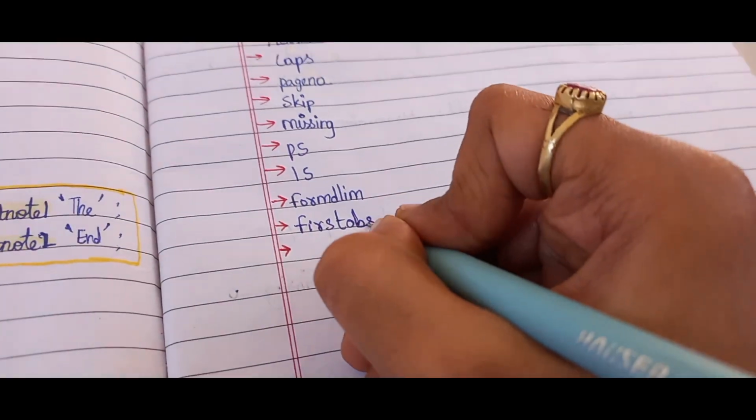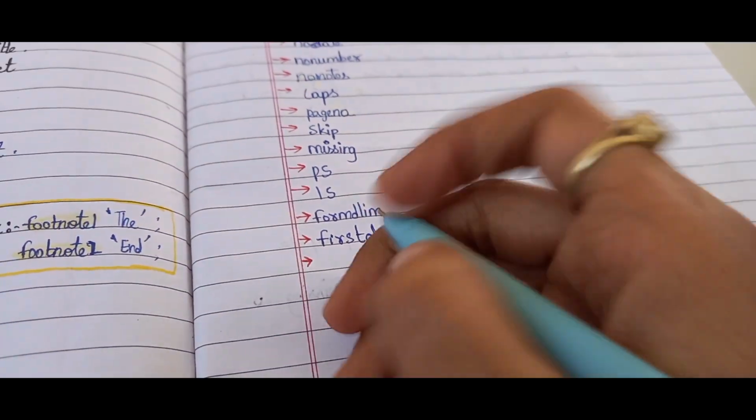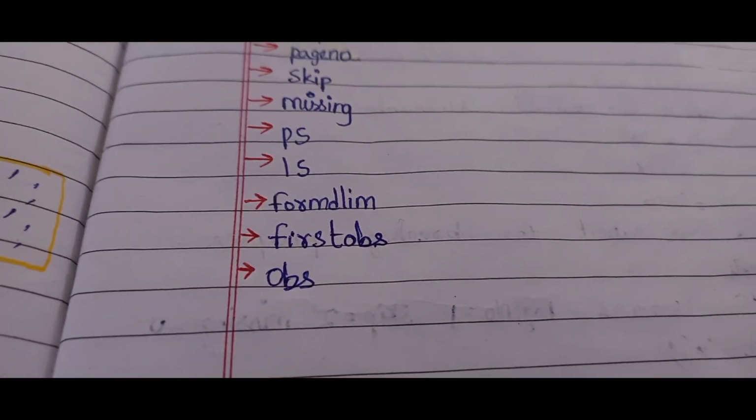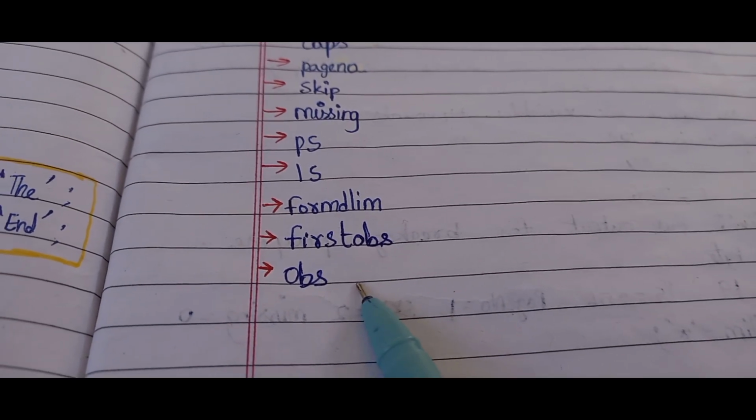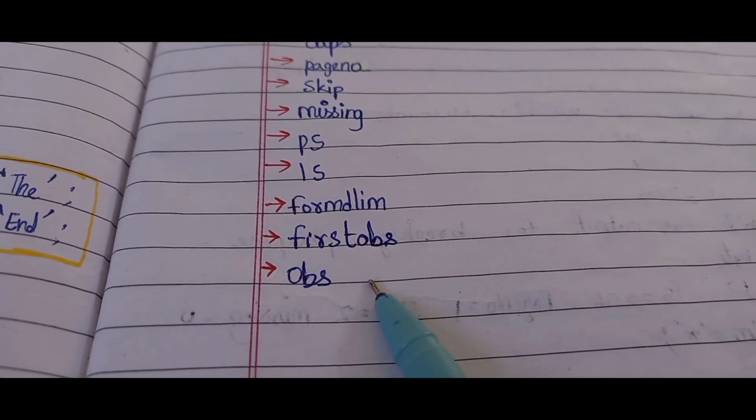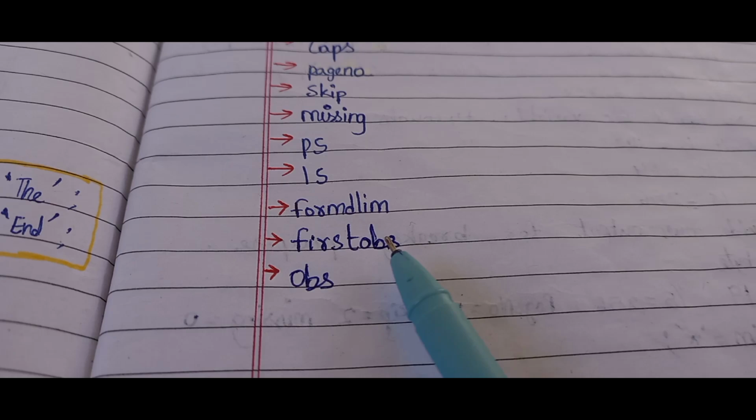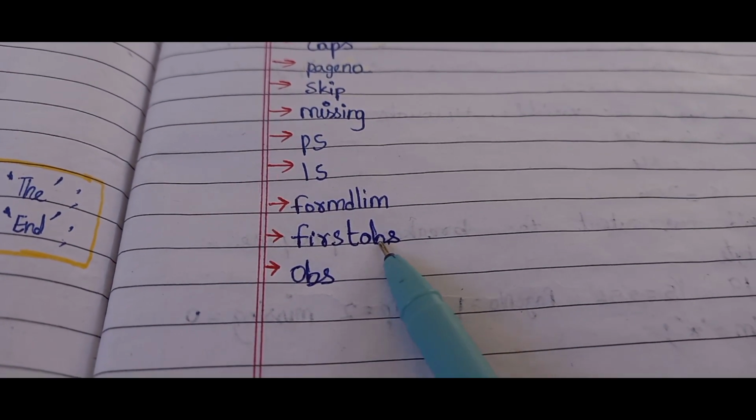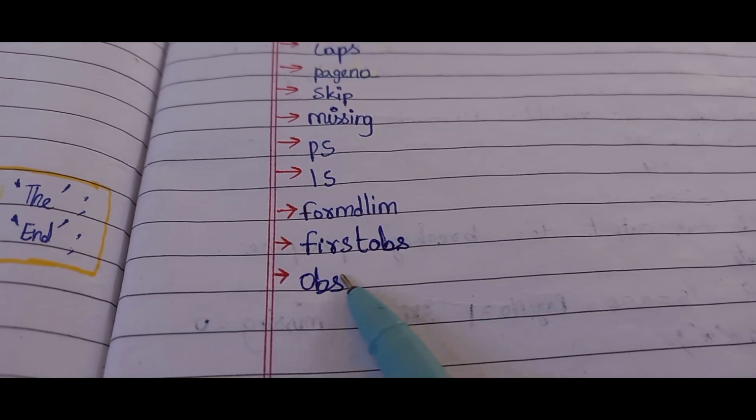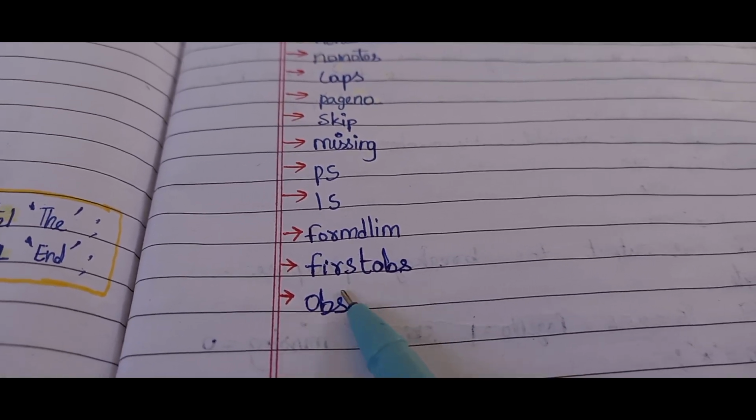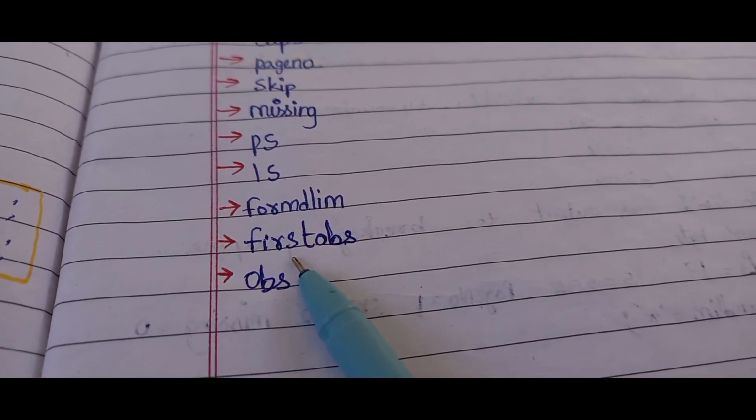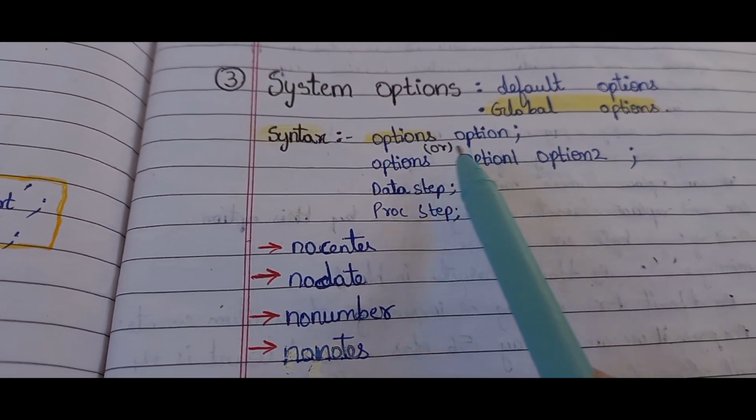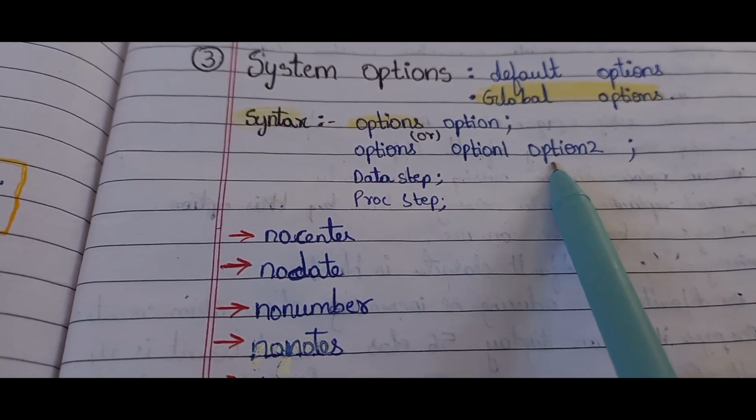FIRSTOBS is a system option, and OBS is also a system option. Previously we have learned that FIRSTOBS and OBS are observation control options. You can write them in the data step options. In the data step options we have observation control options, so inside the data step options you can write this. Otherwise, you can write them in the options statement before the data step: options firstobs, obs, like that also.